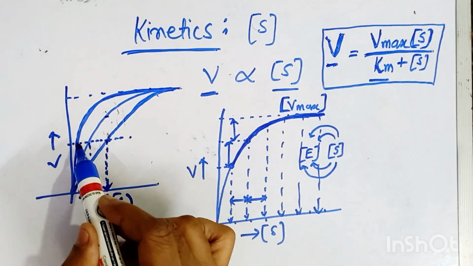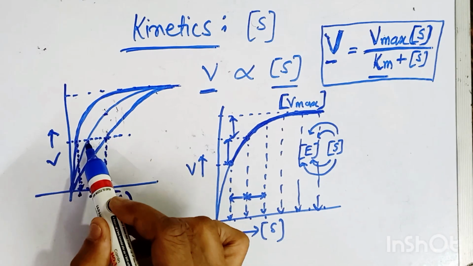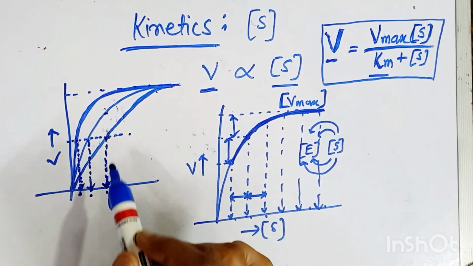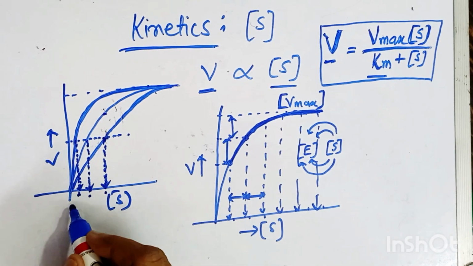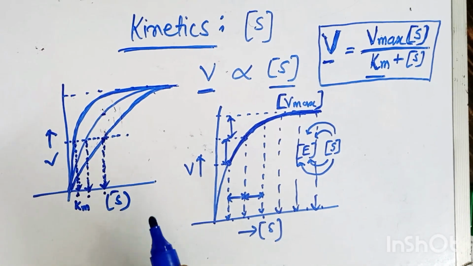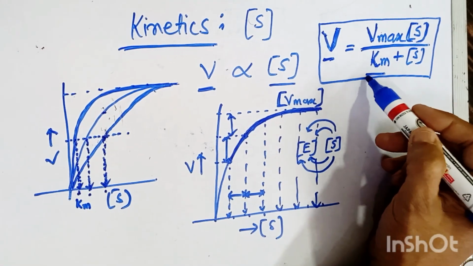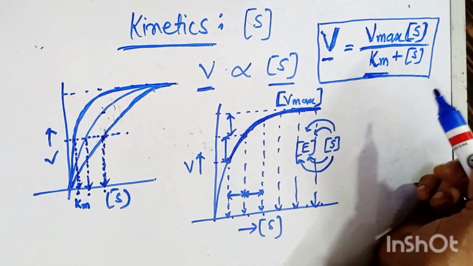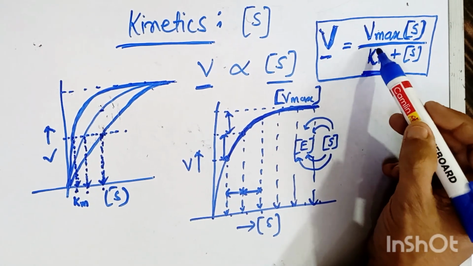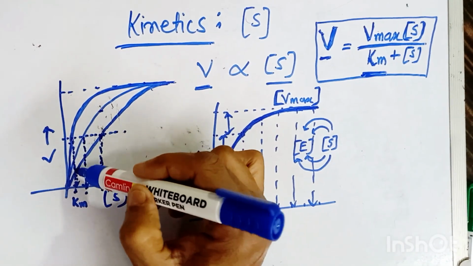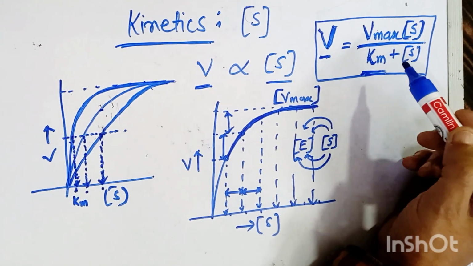Now this velocity, we say the half of maximum velocity. The substrate concentration at which half of maximum velocity is reached is called the Km of the reaction. Why? If in this curve we ask what is Km, Km is the substrate concentration at which half of maximum velocity is reached. This is the definition of Km.